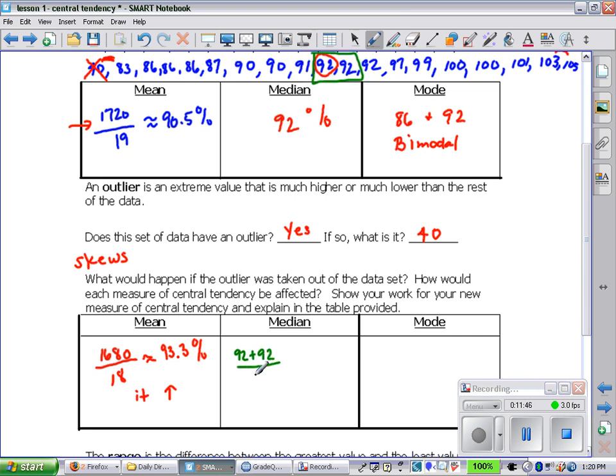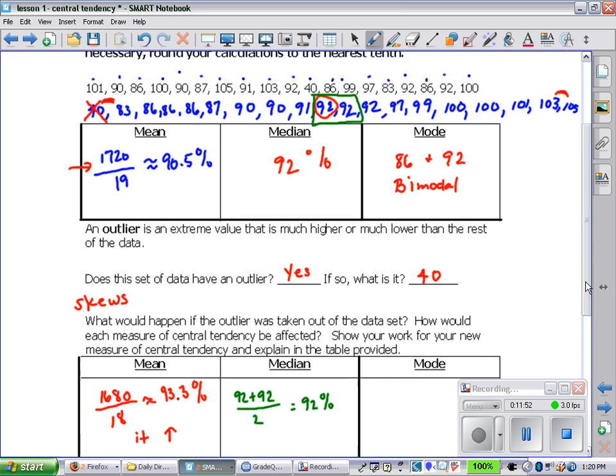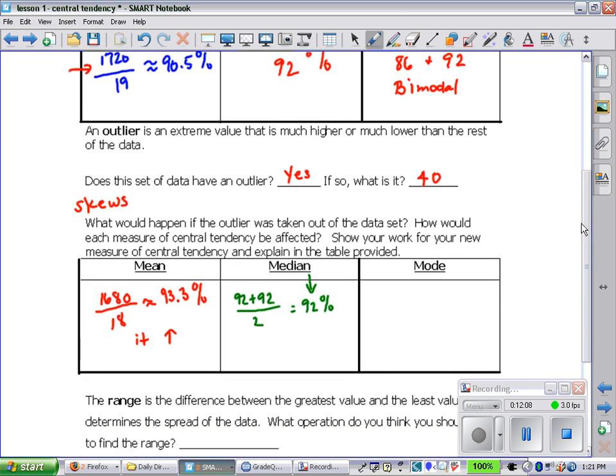So whatever those numbers happen to be, add them up, divide by 2, and in this case we'll get a 92%. I want to point out though that this 92%, the actual median, is not either one of these two data values. It's the average of the two. So it's a whole new 92 in this case. There'll be other examples. So it did not change. It stayed the same. So that outlier had no effect on our median.